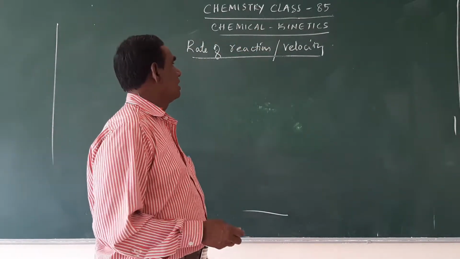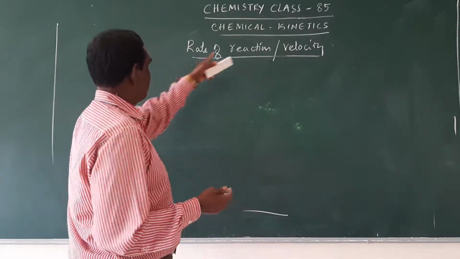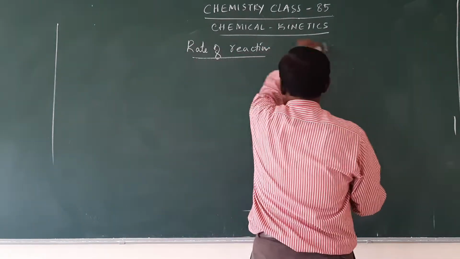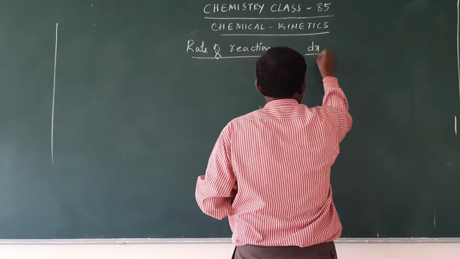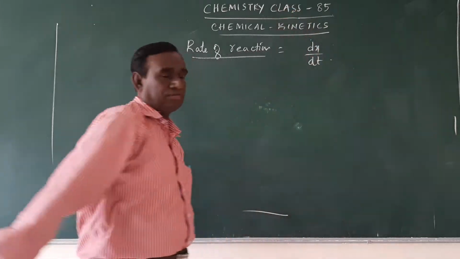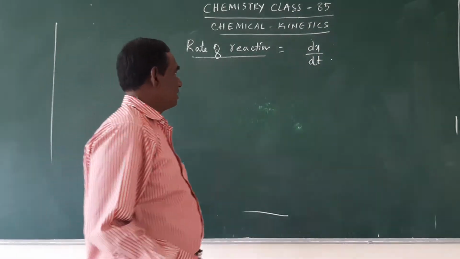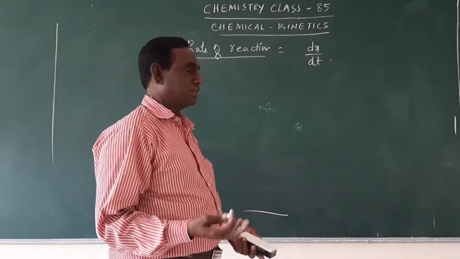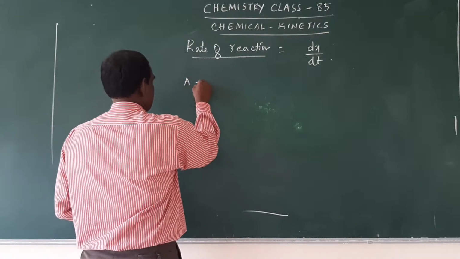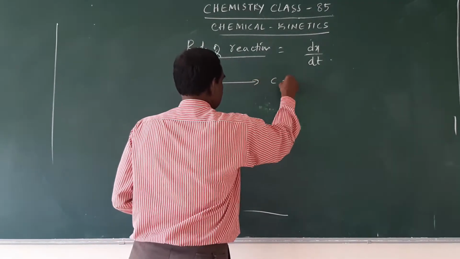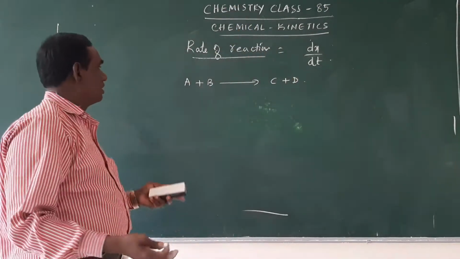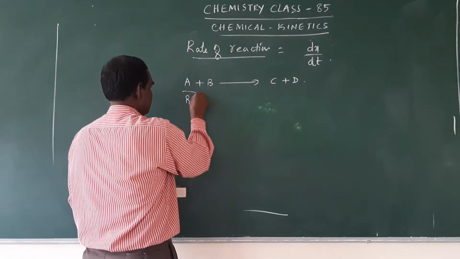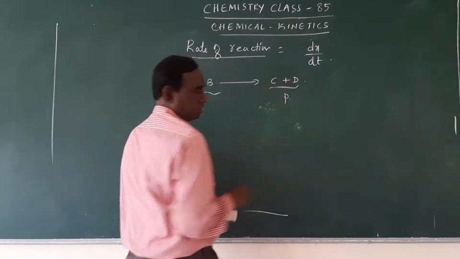Generally, we know that the rate of chemical reaction is given by the equation dx by dt. The rate of any chemical reaction is indicated by dx by dt. What is this dx by dt? Take any chemical reaction, for example, A plus B gives rise to C plus D. These are the reactants and these are the products.